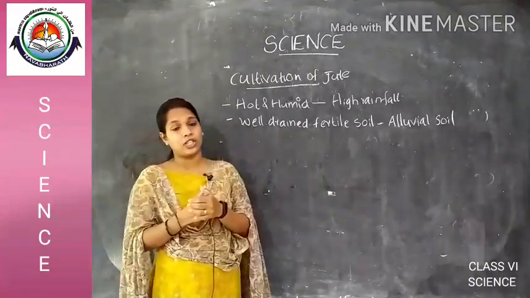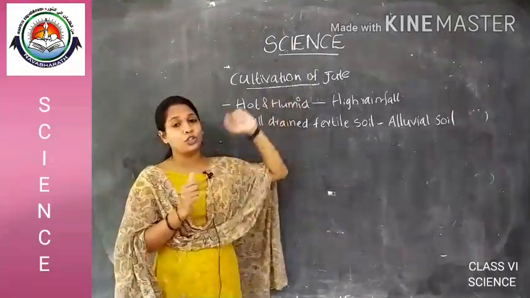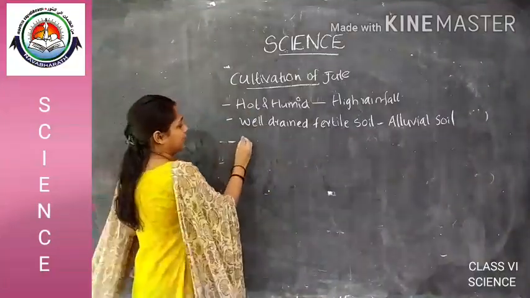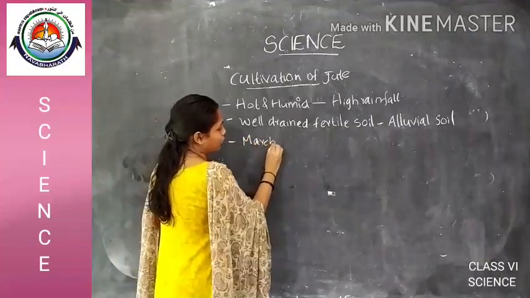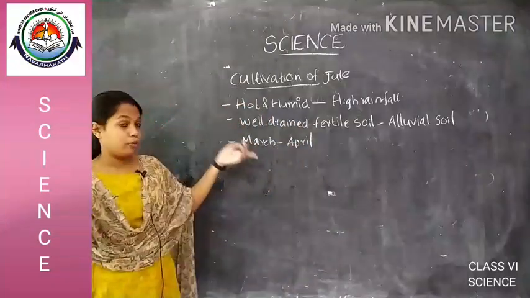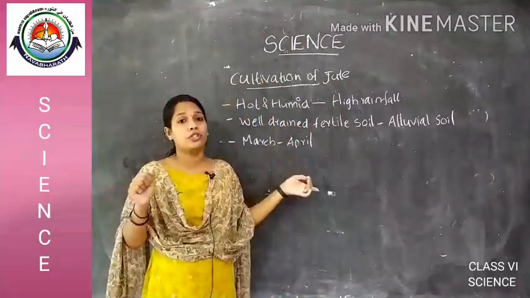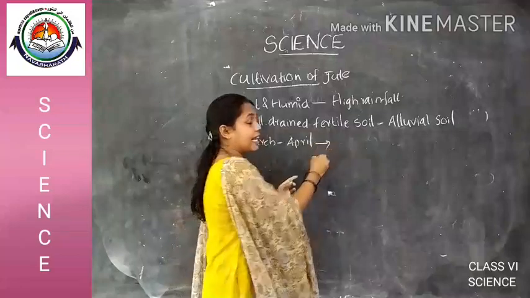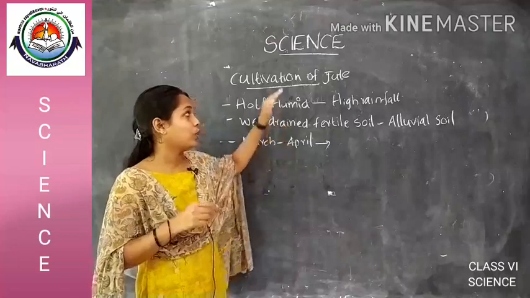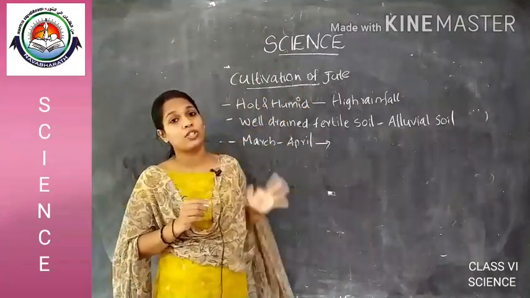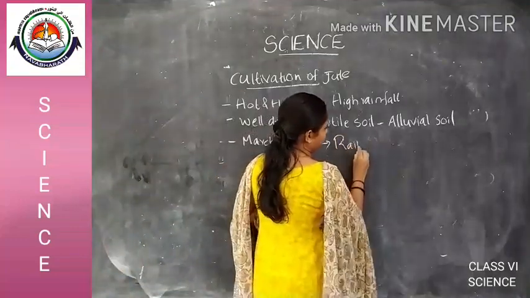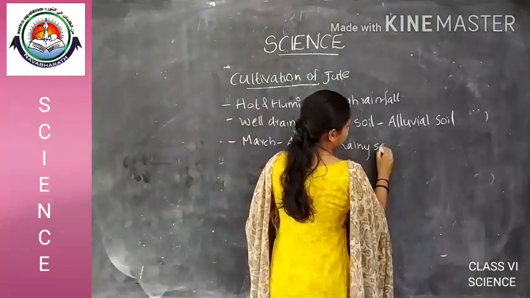And during the cultivation, the seeds of these jute plants are sown in the March to April season. That is, the March to April season is most used for the cultivation of jute. So it is called a rainy season crop, since it is a rainy season period, isn't it? So the jute crop is also called a rainy season crop.